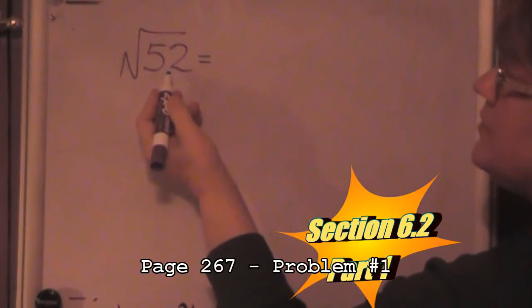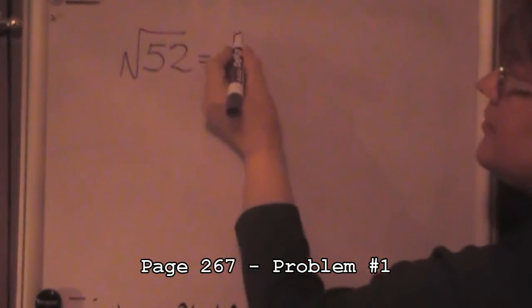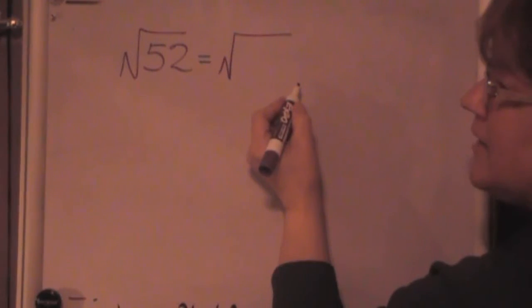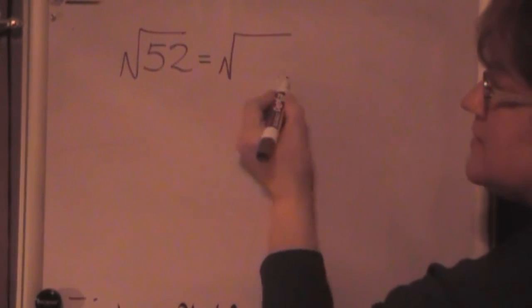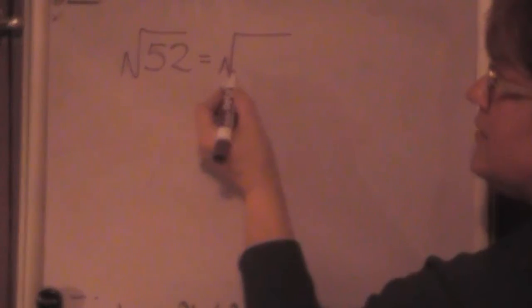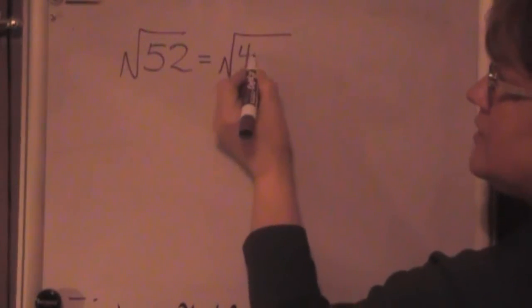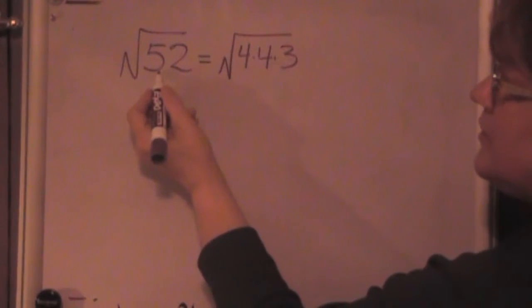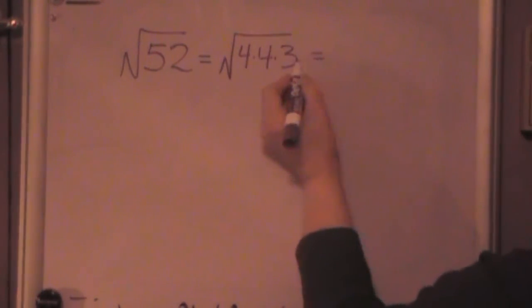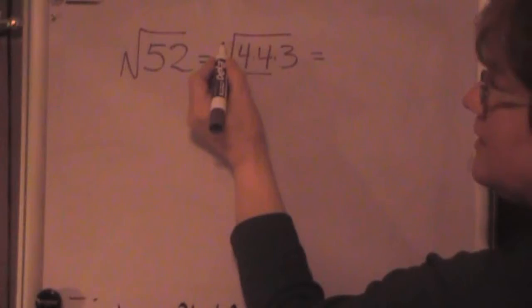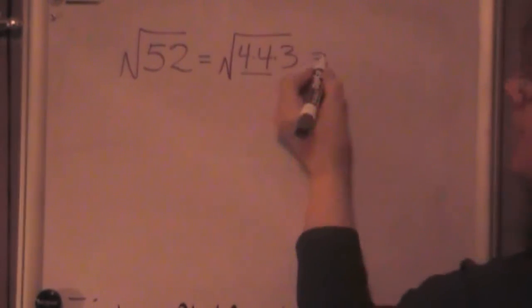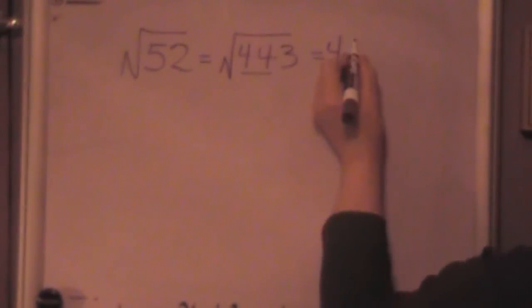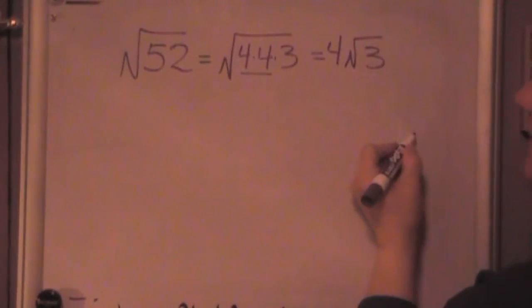Okay, now this is a square root, so I'm looking for factors alike that are 2 in pairs inside. So what I have is 4 times 4 times 3 gives me 48. So I have 2 factors of 4. My index is 2. I bring one of them outside and I leave what's left over inside. So we have 4 root 3 for this problem.